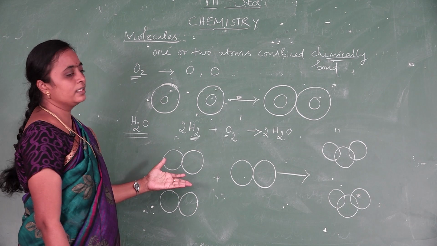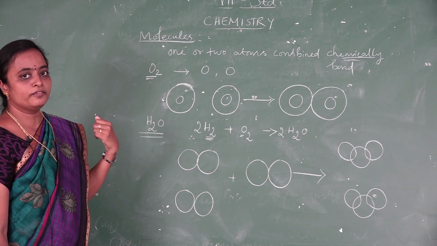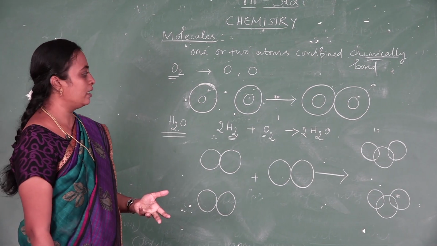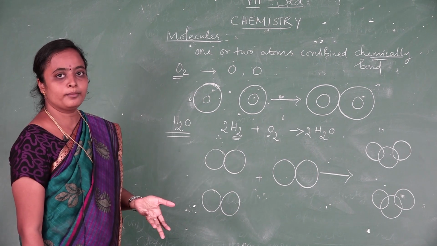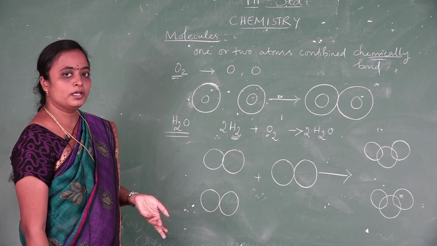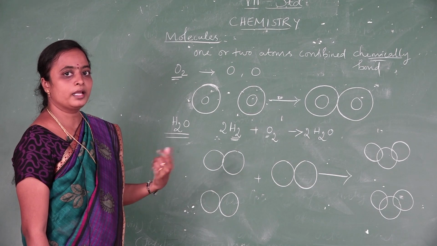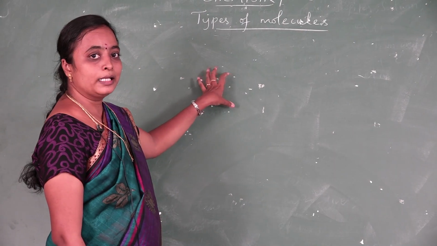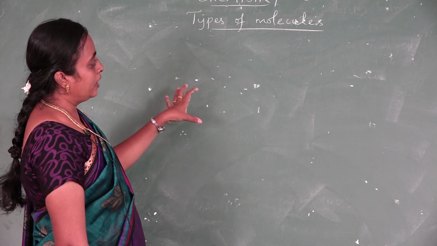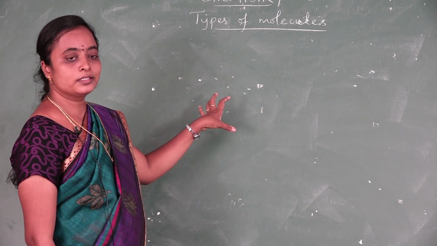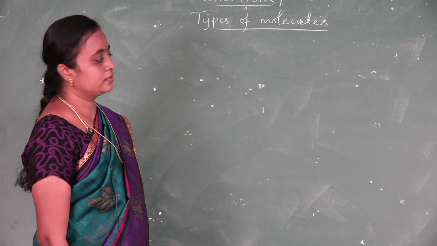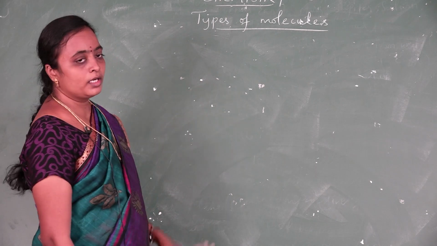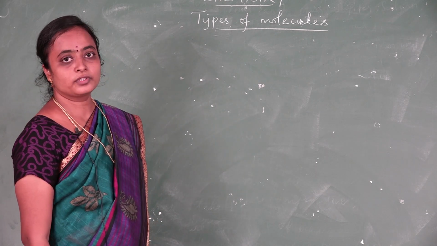So from that we can say the molecule can be formed by the same type of atom or different type of atom. The molecules can be a homoatomic system or it can be a heteroatomic system. Okay, next we are going to see the types of molecules. The types of molecule we are going to discuss based on the properties. So if you are taking the molecules, I can give four types of molecules.